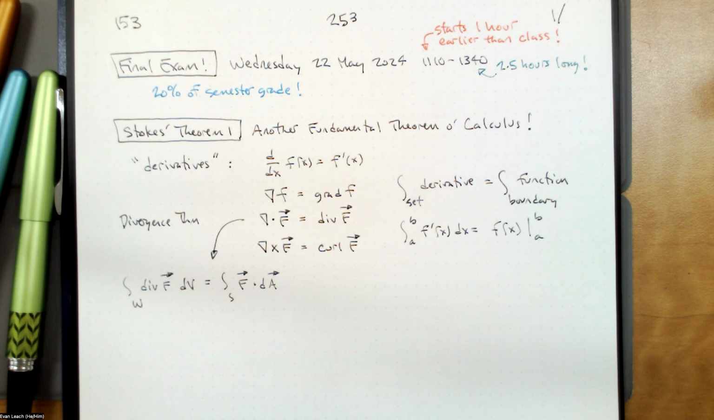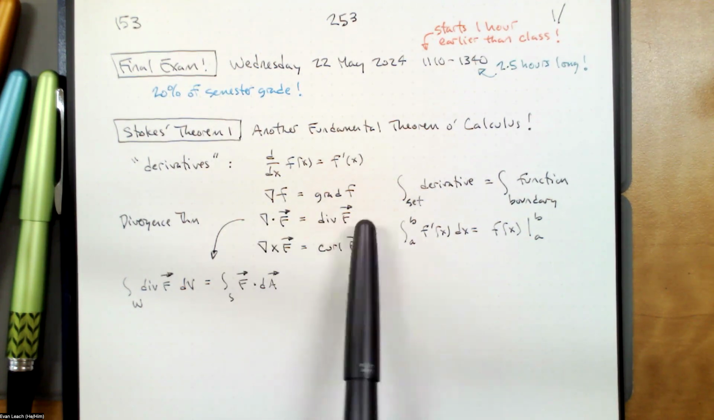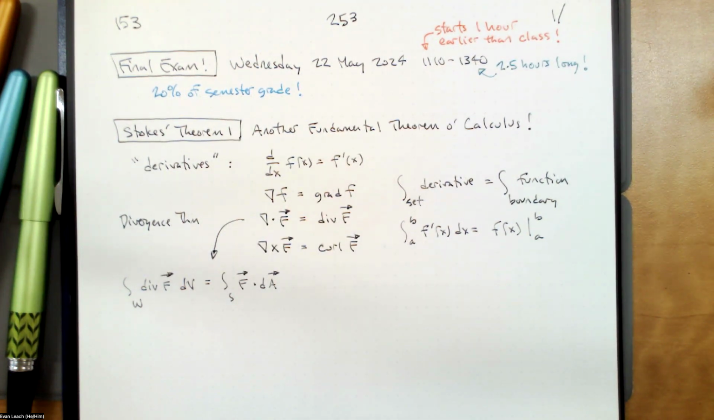The divergence is the del operator of the vector field. So we take the divergence, it's the dot product of the del operator and the vector field, and that calculates the divergence. So from a structure standpoint, we're reading divergence of the vector field as the derivative and the vector field itself as the function. W is the set over which we are integrating the derivative, and S is the boundary of that set. W is a solid with boundary surface S.